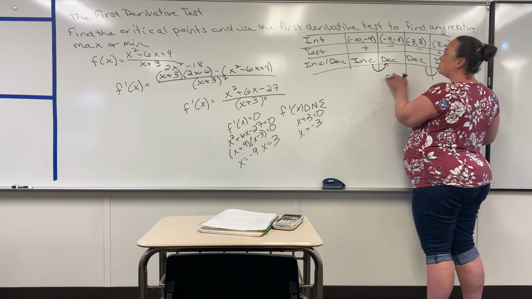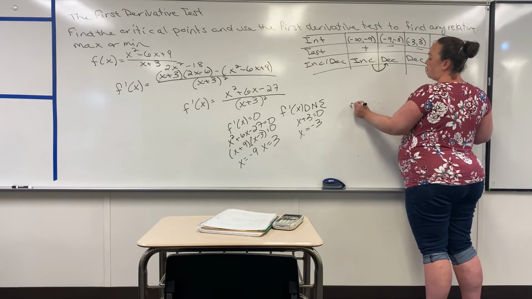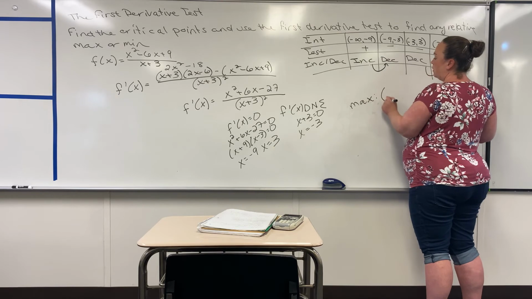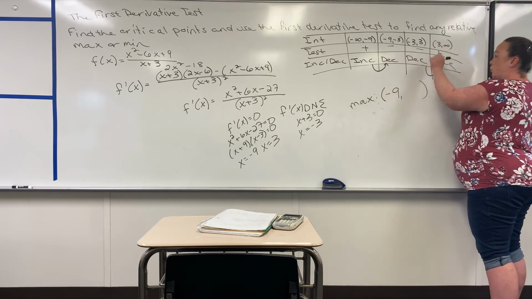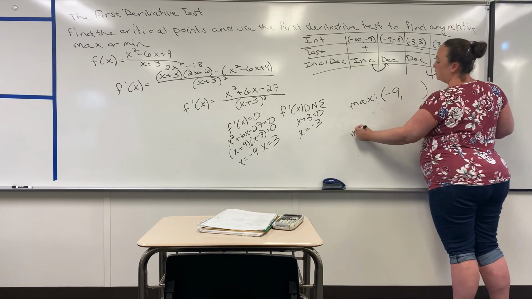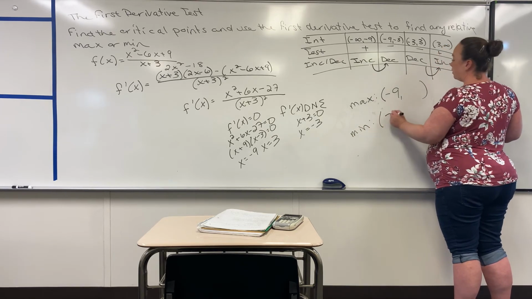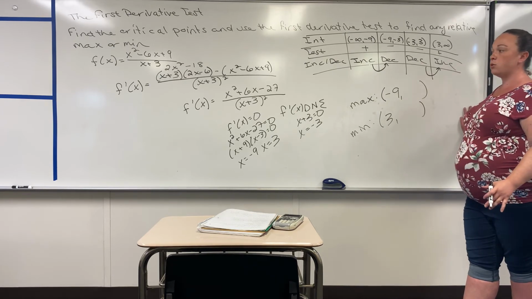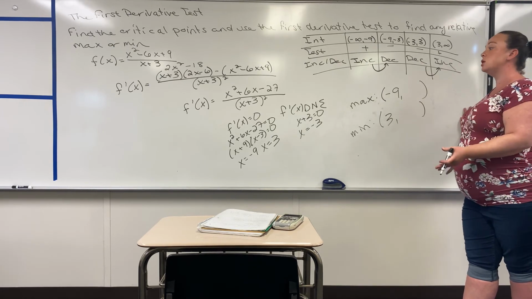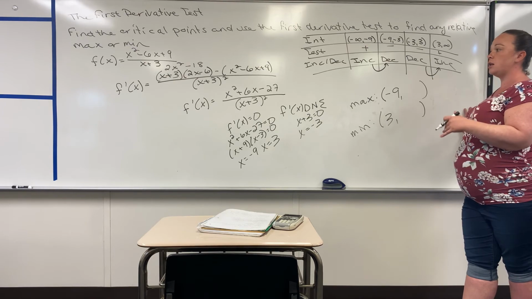So here, you switched at negative 9, so then you'll have a max at negative 9, comma, something. Here, you switched, so you'll have a min at 3, comma, something. And to get the something, you need to make sure that you go back into the original function, because these are points on the original function, not on the derivative.